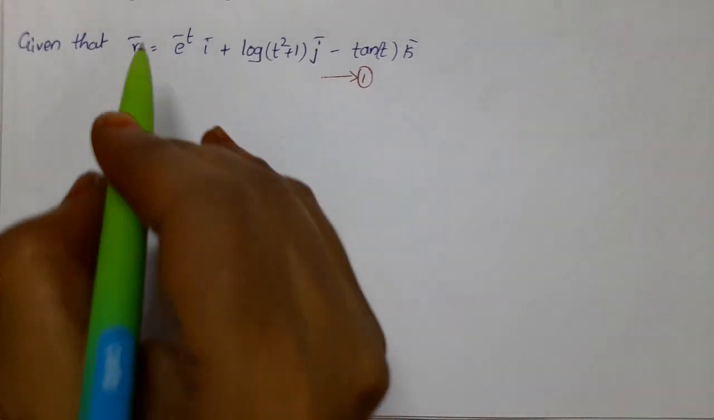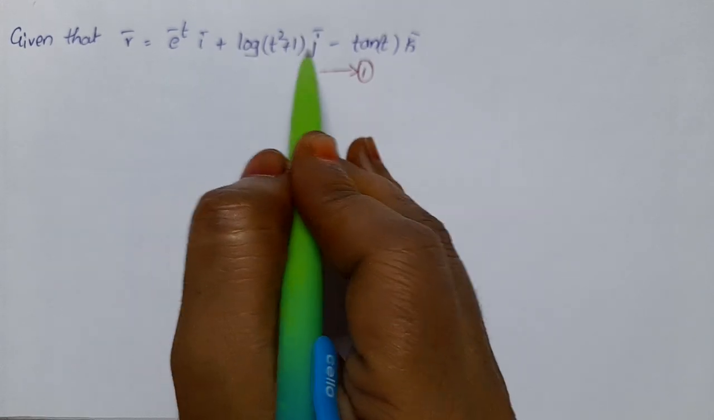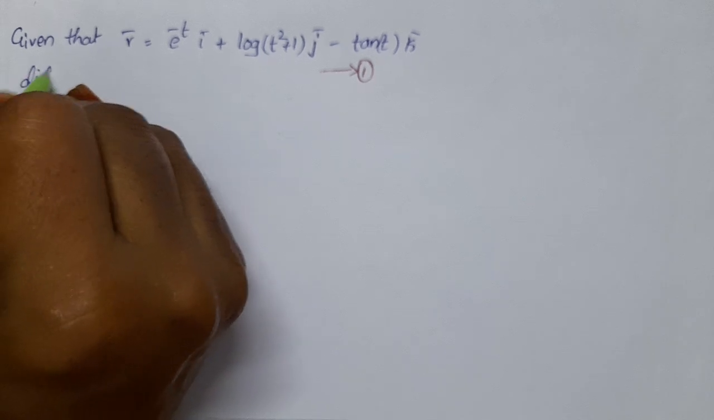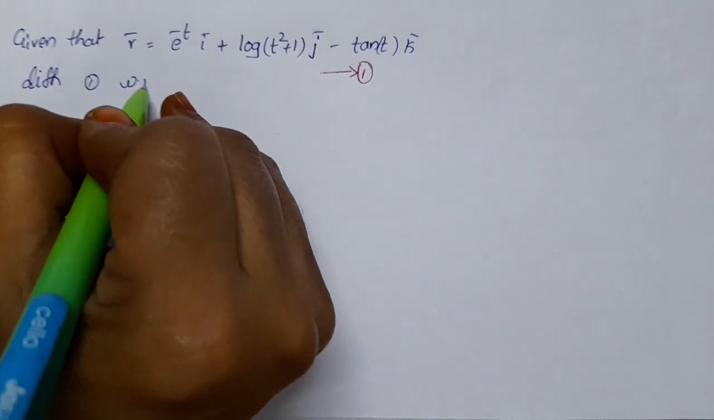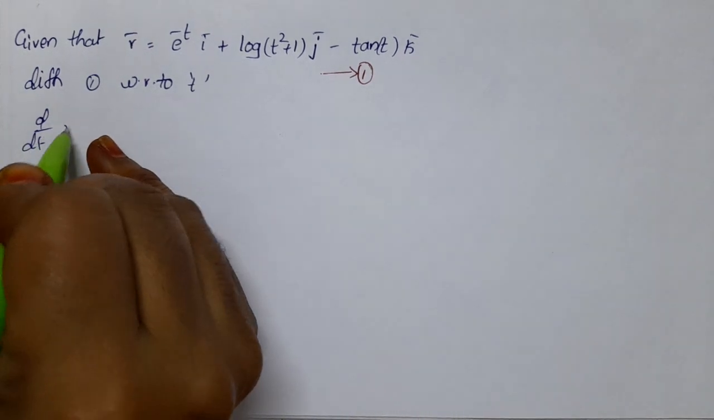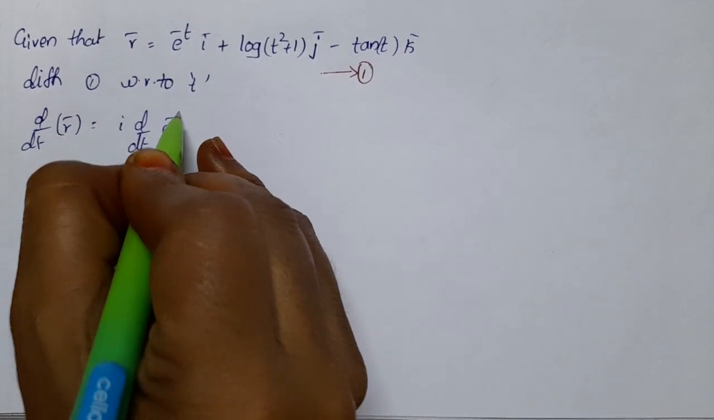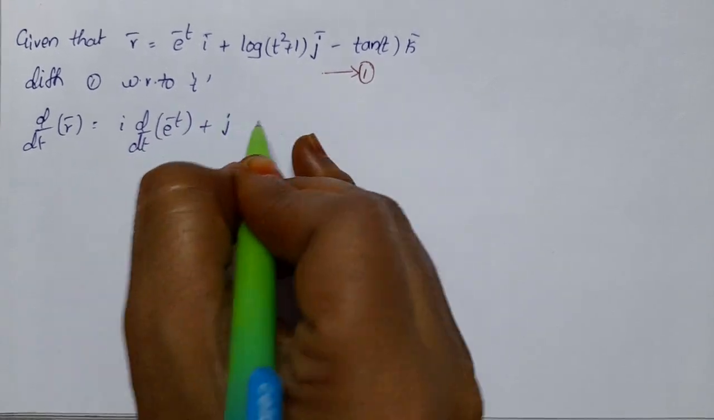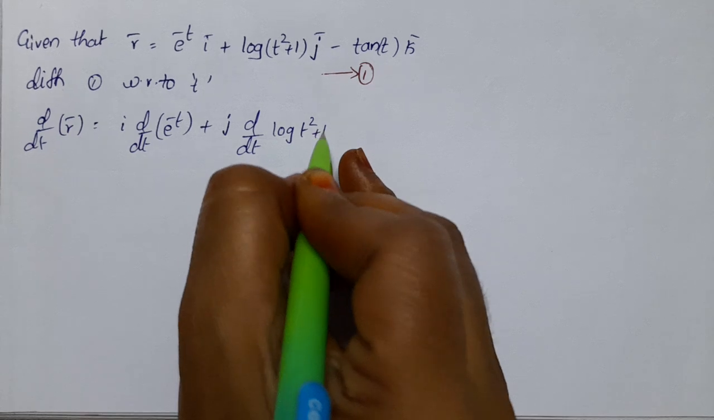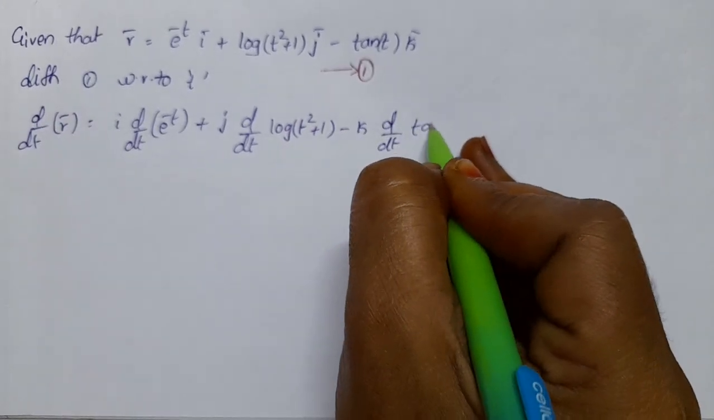Given that r bar equals e power minus t into i plus log of (t square plus 1) into j minus tan t into k, differentiating with respect to t. So d by dt of r bar equals i into derivative of e power minus t plus j into derivative of log of (t square plus 1) minus k into derivative of tan t.